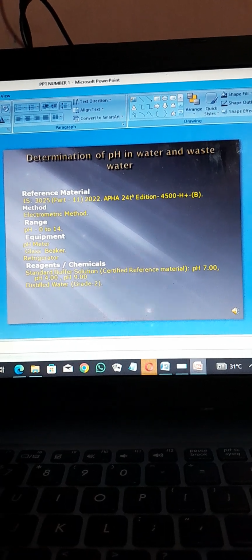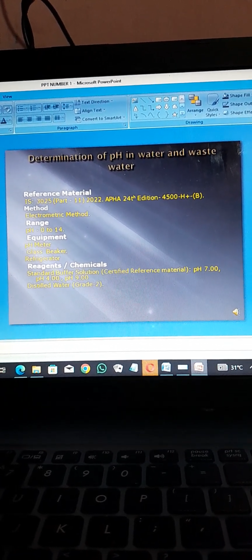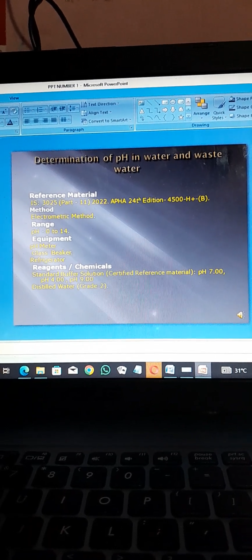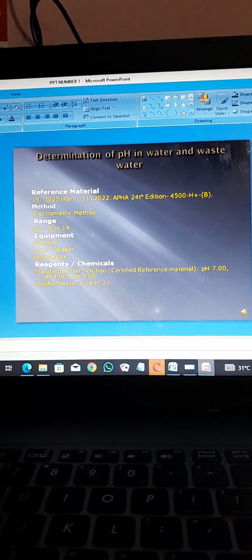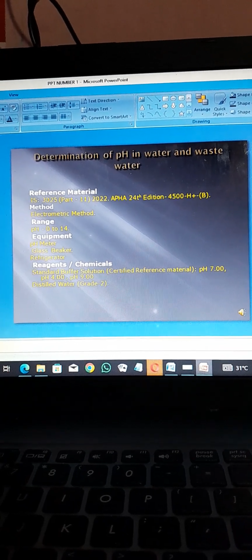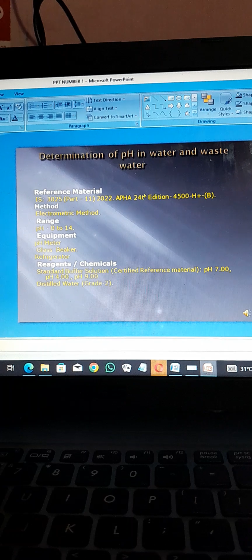Then come to the determination of pH in water and wastewater. For this, the reference material used is IS 3025 part 11, 2000. The revised edition is 2022, and APHA 24th edition 4500 B. What is the range? Range is 0 to 14 and the method is electrometric method.